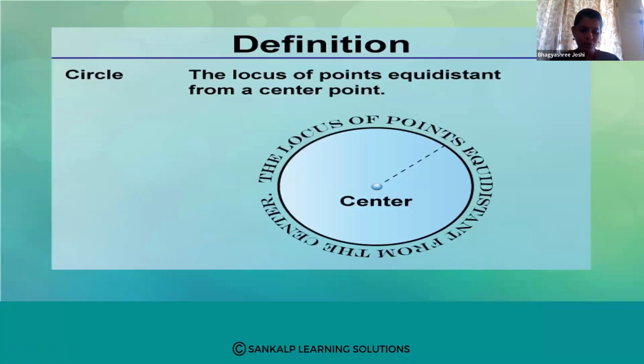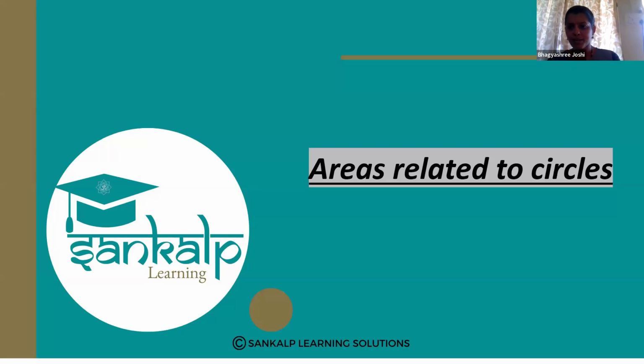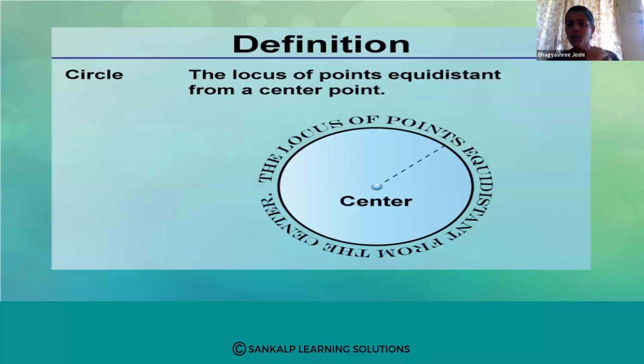Before starting areas related to circles, first we should recall our memory: what do you mean by circle? See, it is the locus of a point which is equidistant from a center, or you can call it a fixed point. So this is the center of the circle, and the locus of points equidistant from the center point.